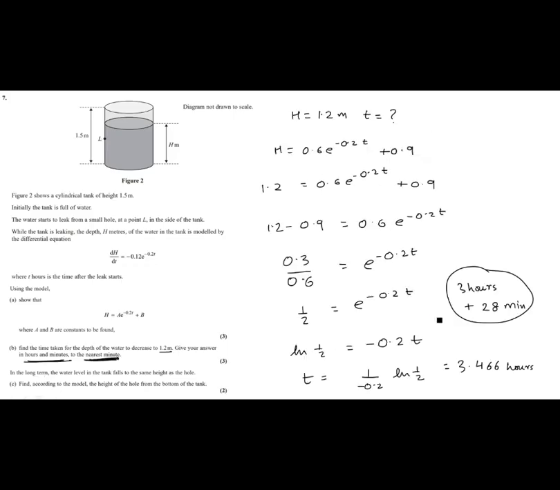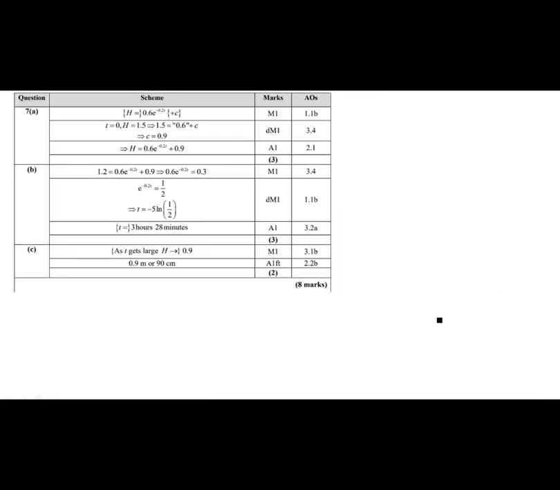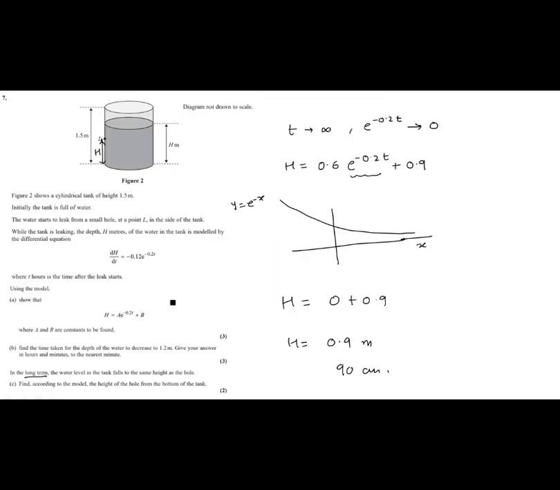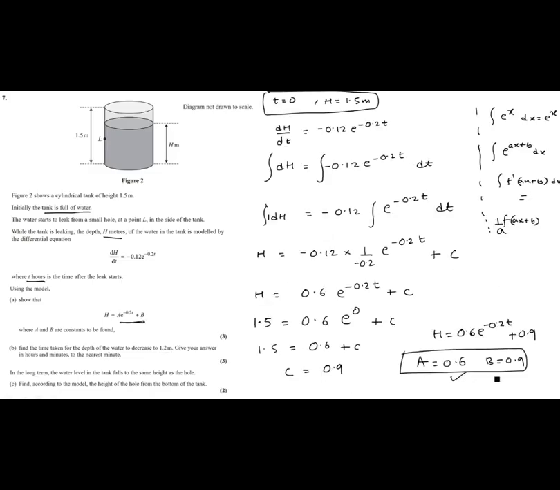Let's quickly check the answers now. So 3 hours and 28 and 0.6 and 0.9. So 0.6 and 0.9, that's correct. And 3 hours and 28 minutes and 0.9 meters. So 90 and 3 hours and 28, that's correct. And this is also correct.